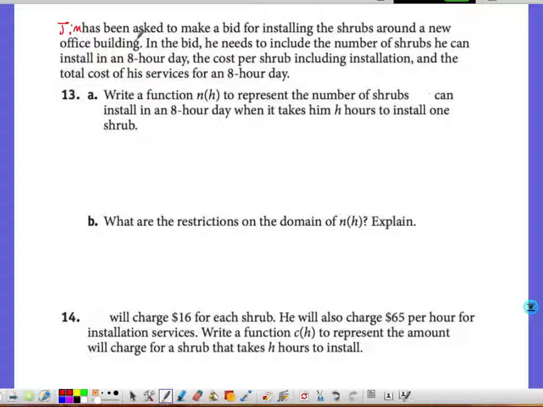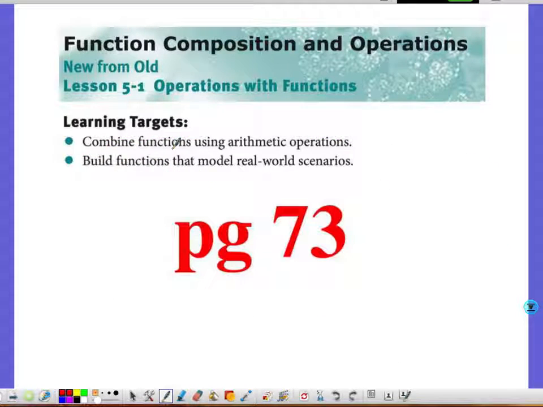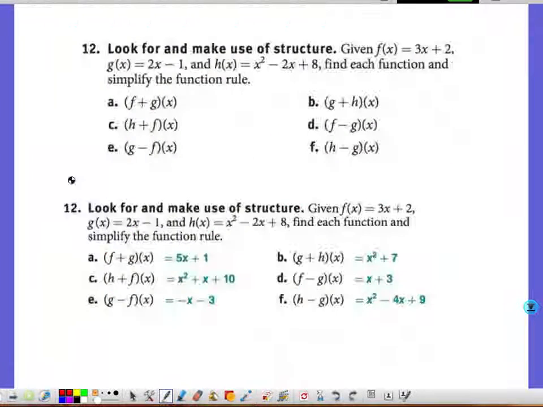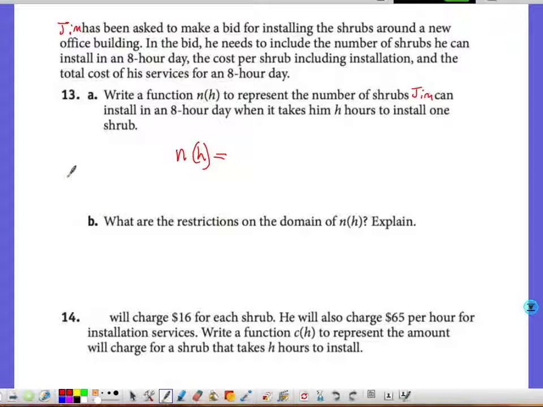Okay, so in 13a, write a function n of h to represent the number of shrubs Jim can install in an 8-hour day when it takes him h hours to install one shrub. Again, going all the way back to the learning targets, we want to know how to build functions that model real-world scenarios. Here's a really challenging one. So pause this video, read all this information, and come up with the function.